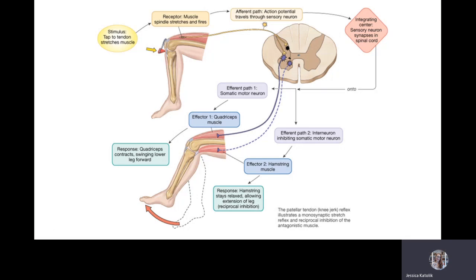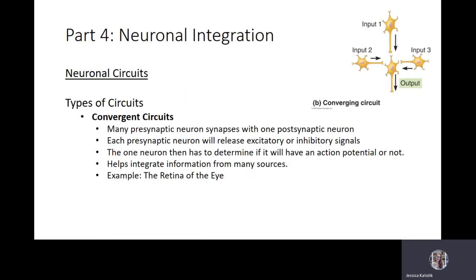Let's go on to a different type of circuit. We also have convergent circuits. Here is when many neurons will come together and synapse with a single neuron. We're not going into so much physiology yet, because I'm going to save that for vertebrate phys, but I did want to briefly introduce the concept of summation.